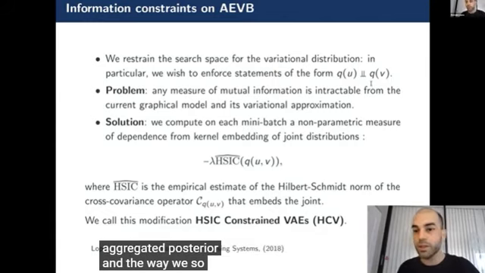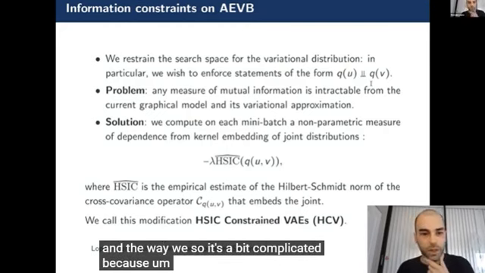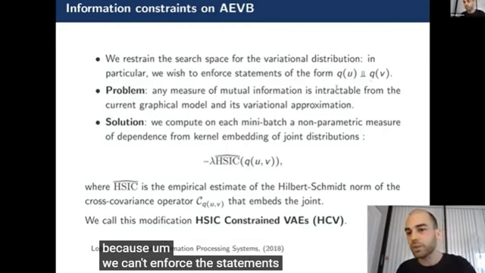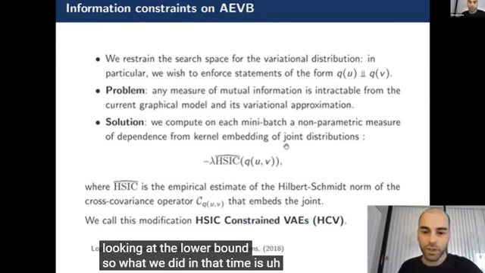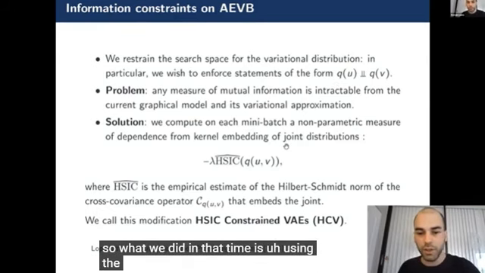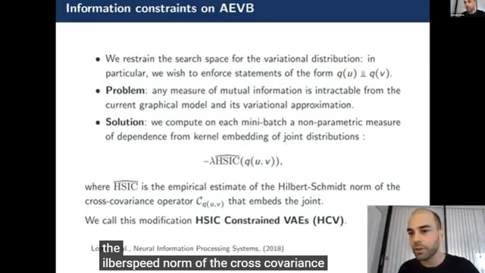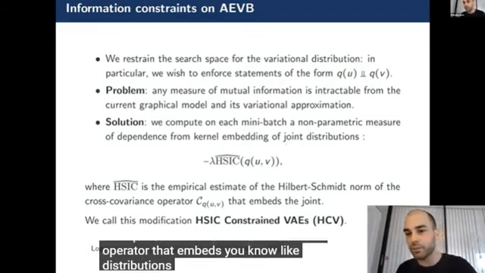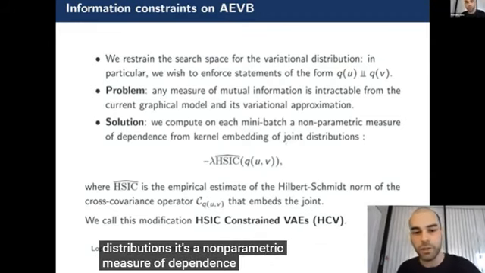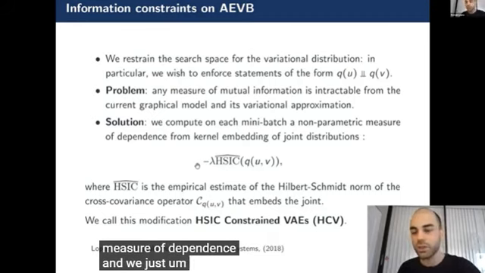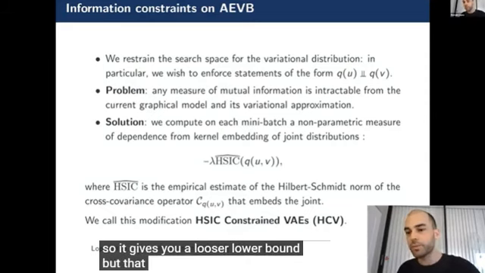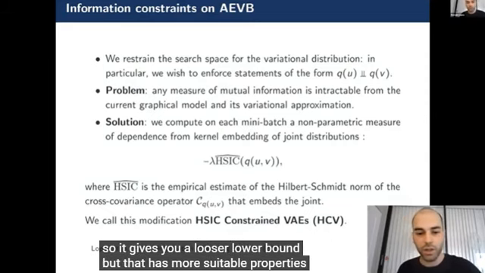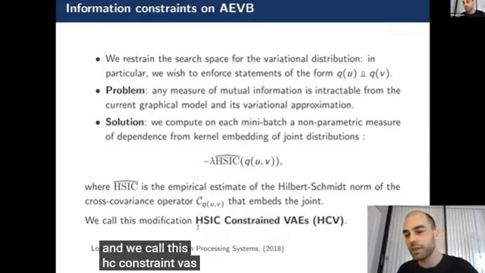It's a bit complicated because we can't enforce these statements just by looking at the lower bound. So what we did at that time is use the Hilbert-Schmidt norm of the cross-covariance operator that embeds distributions. It's a non-parametric measure of dependence. And we just add it to the lower bound. So it gives you a looser lower bound, but one that has more suitable properties. And we call this HSIC constrained VAEs.